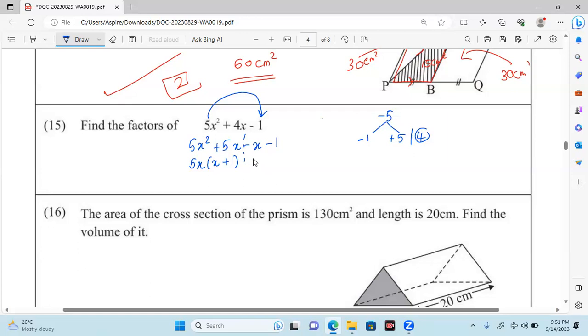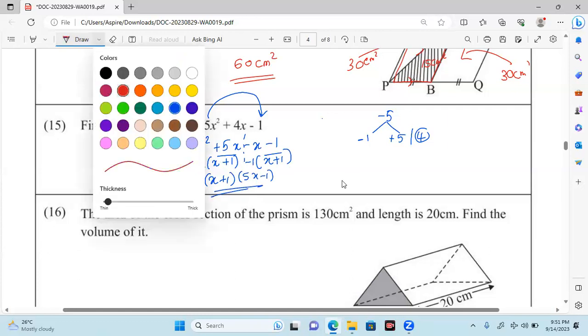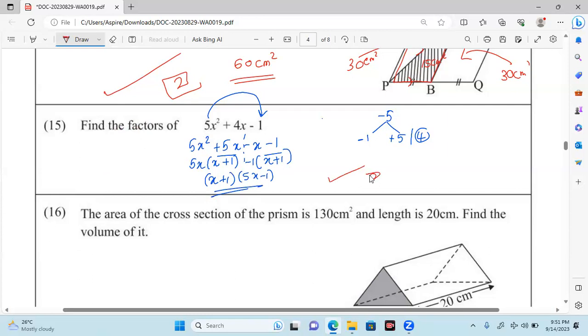That means you have to take minus 1 out. Then within brackets, it's x plus 1. Then the factors are, now here x plus 1 and x plus 1 are common. Then take x plus 1 out into 5x minus 1. Okay. Then for taking the correct factors, you are given 2 marks.